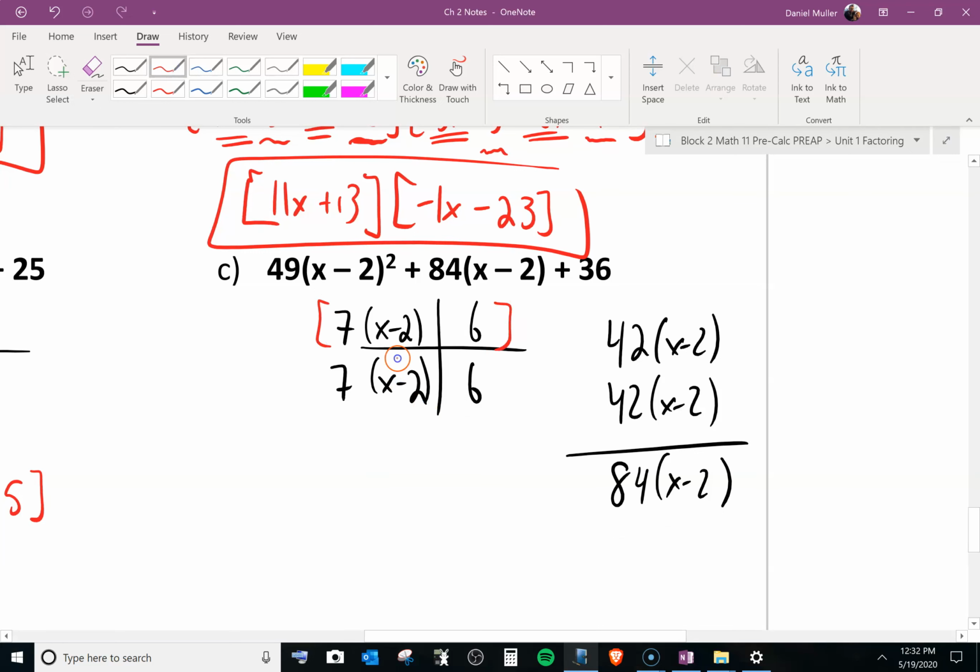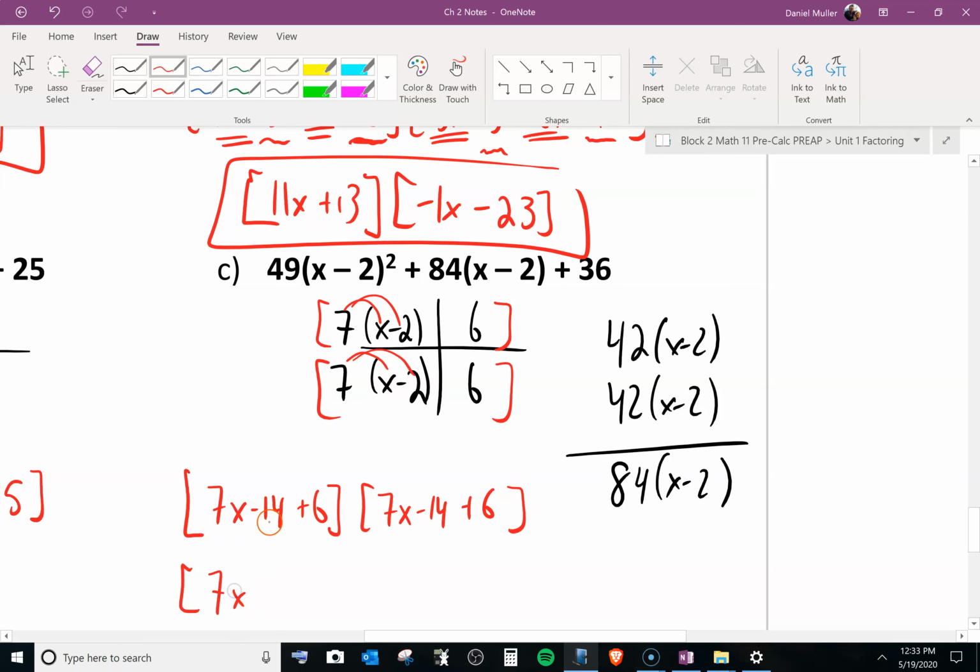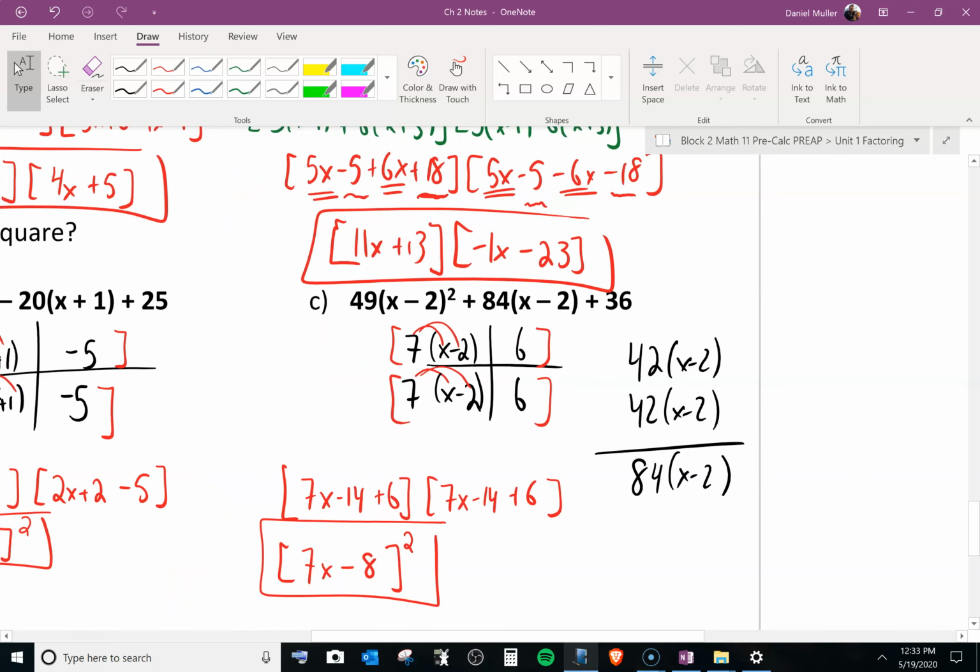So I've got this one and this one. So the first one is going to be 7x minus 14, and then there's a plus 6. And another 7x minus 14 plus the 6. They're both the same. I can add some like terms. The 7x is there, but negative 14 plus 6 is going to be negative 8. And there are 2 of them, so I'll square that. There we go. Well, it simplifies a lot nicer. 7x minus 8 all squared.